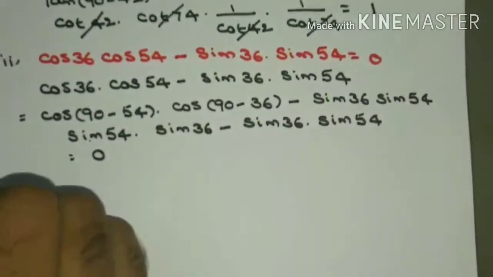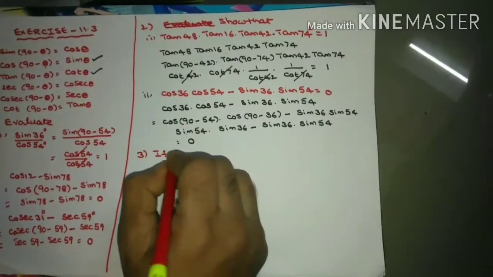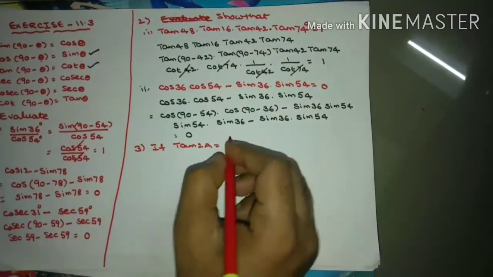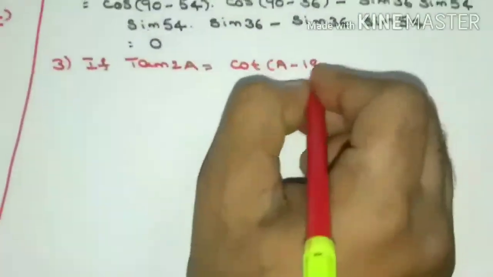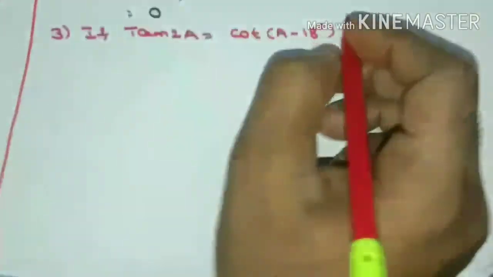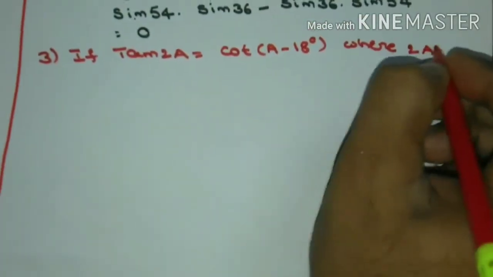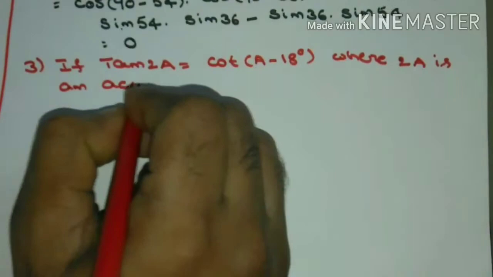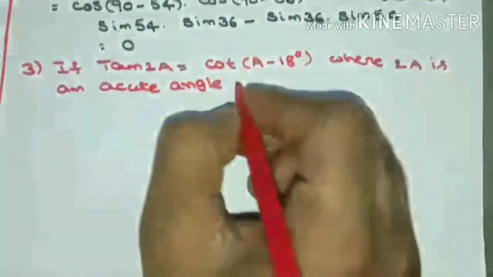Third question: if tan 2a equals cot of a minus 18 degrees, where 2a is an acute angle, find the value of a.